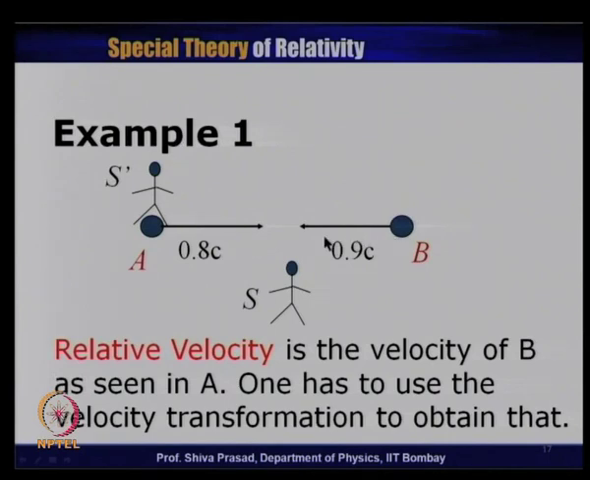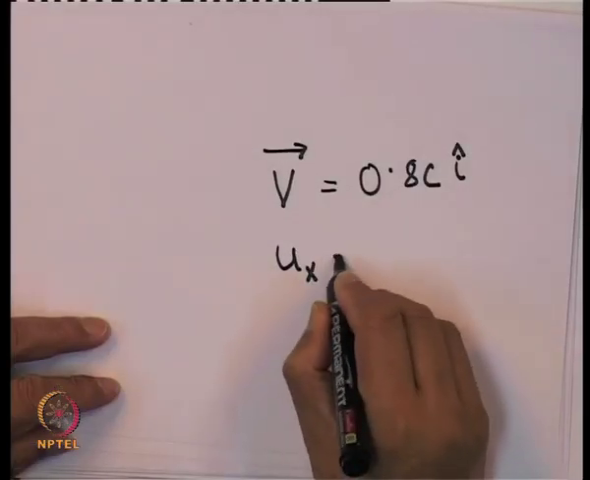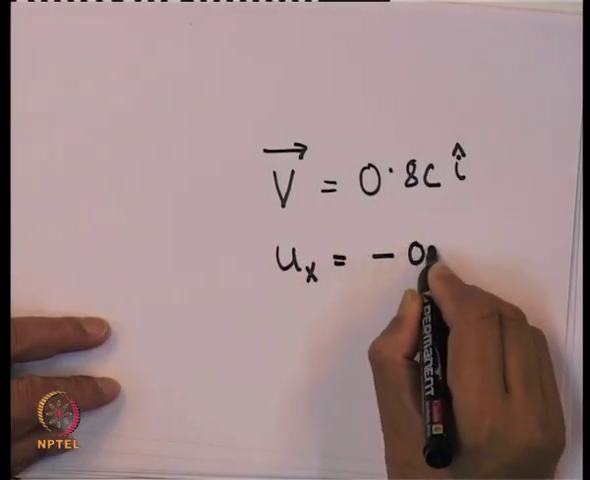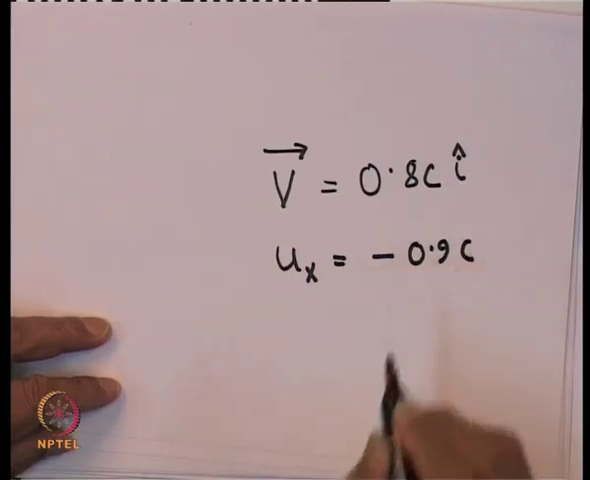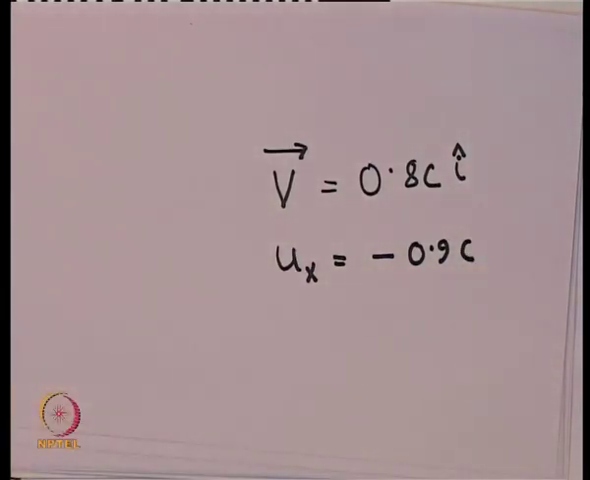And because this is in the minus x direction, I will write u x is equal to minus 0.9 c. Now, the question is that I know the particle velocity, which is 0.9 c with a negative sign, and I know the relative velocity between the frames, which is 0.8 c. What is u x prime? What is the velocity of this particular particle as being measured in the S prime frame of reference? That is what will give me the answer of relative velocity.